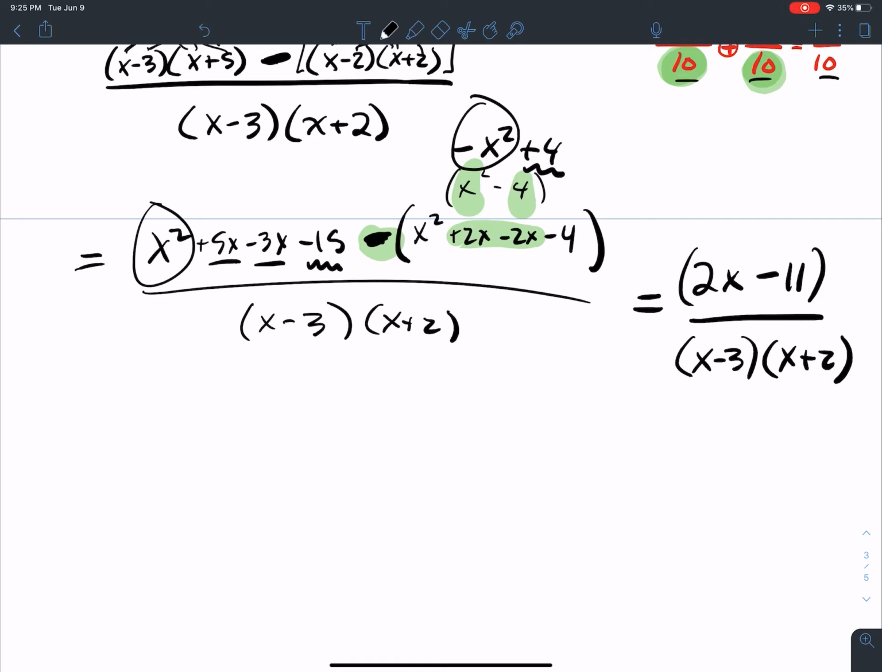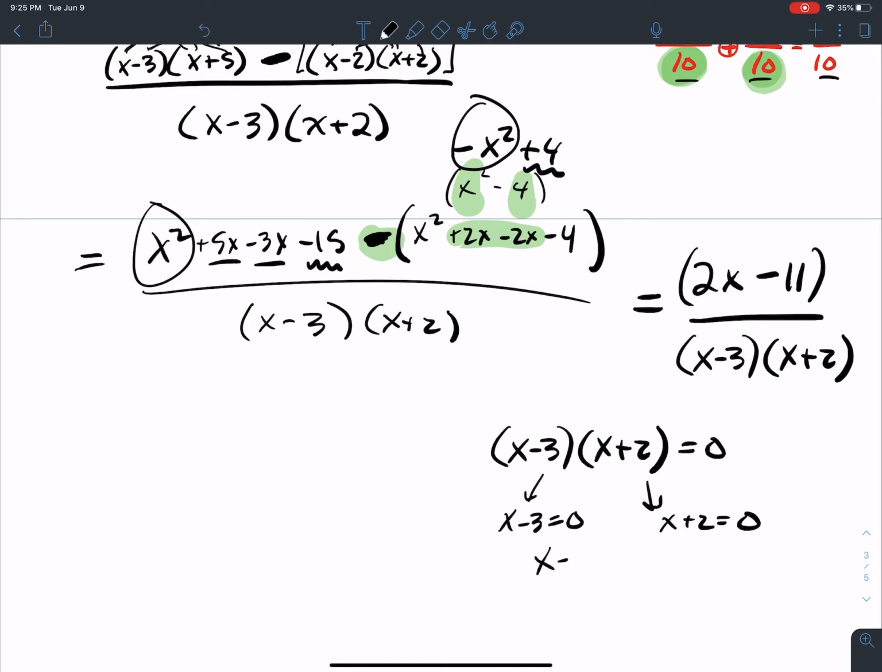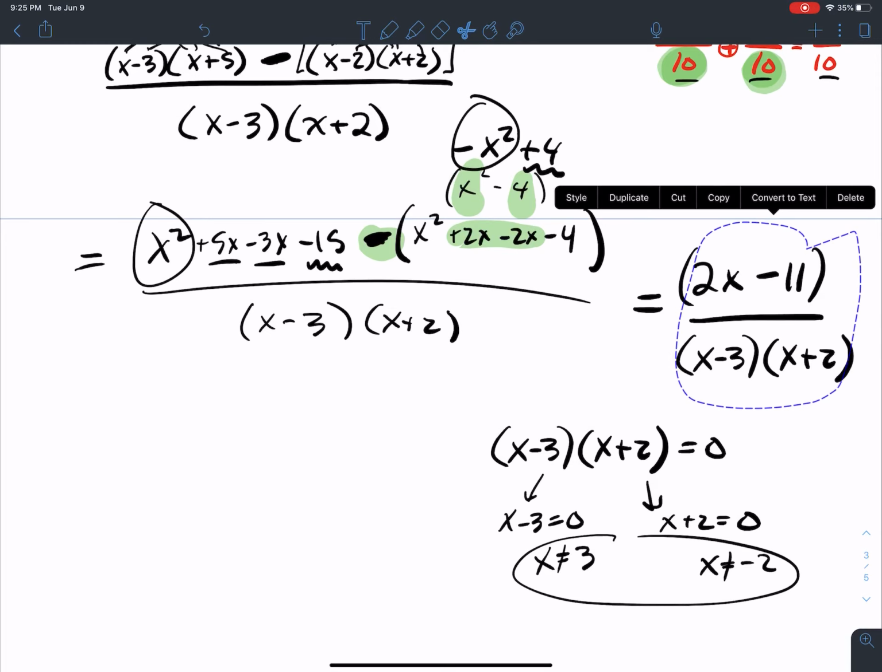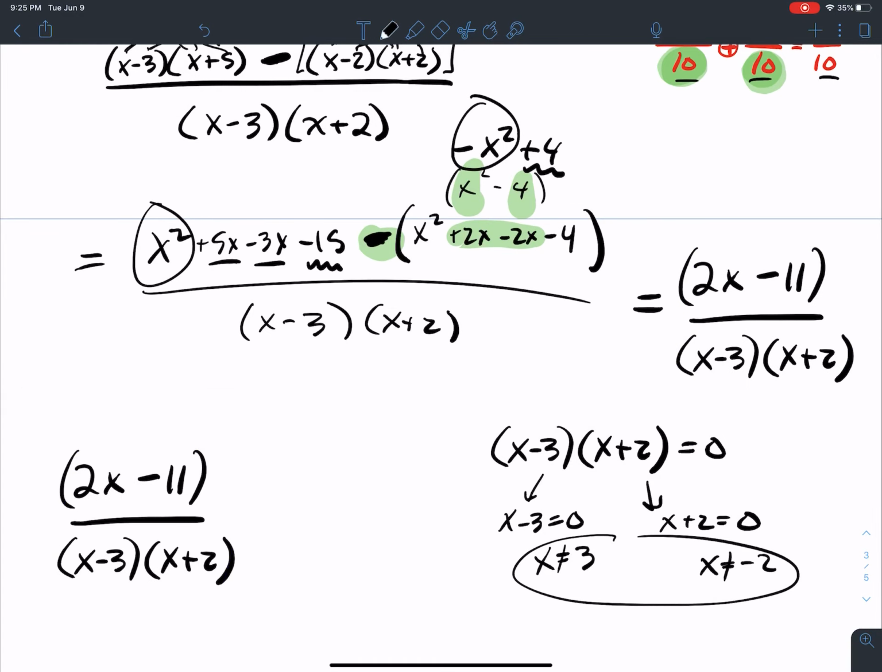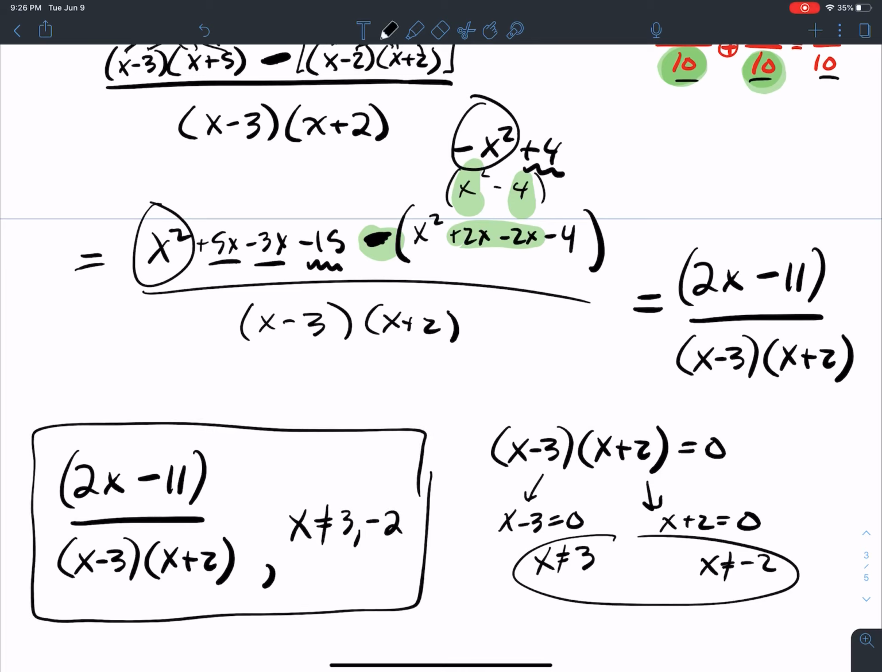So when I set the denominator equal to 0, I find that x minus 3 equals 0 and x plus 2 equals 0. If I solve, x can't be 3 and x can't be negative 2. So my solution right here is as long as x does not equal 3 or negative 2. Okay?